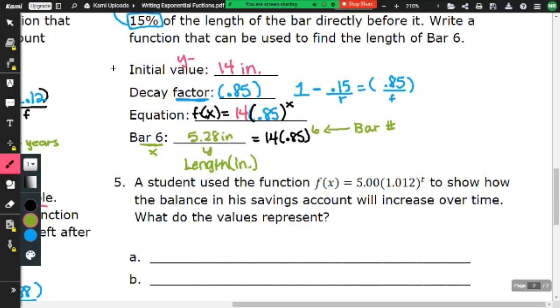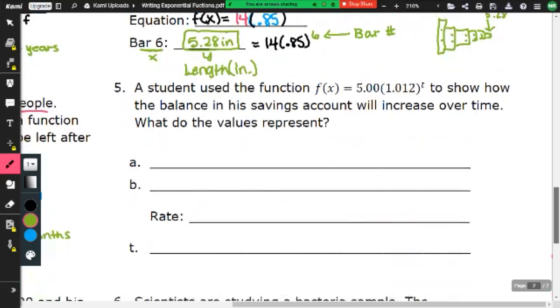5.28 inches. So if you have a xylophone, you start off with a bar. By the time you get to the 6th bar, 3, 4, 5, 6, there's my 5.28 inches. Okay, just in case you're wondering, 15% of it, meaning it gets smaller and smaller and smaller. My xylophone. I don't know. That's my drawing of a xylophone.